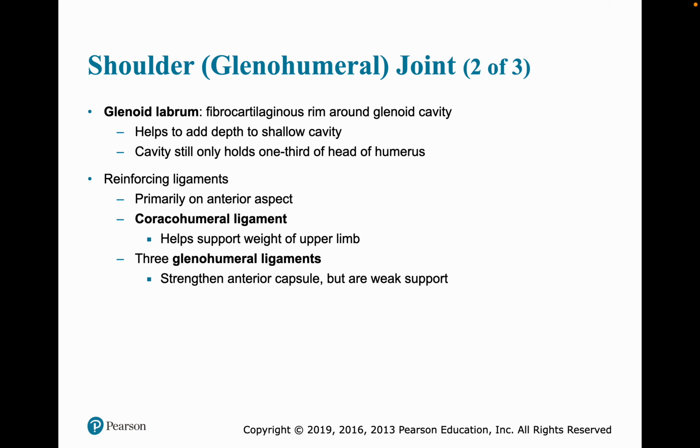The glenoid labrum is a fibrocartilaginous rim that is around the glenoid cavity. That helps to add some depth to the shallow cavity, but it still only holds about 1/3 of the head of the humerus. There are reinforcing ligaments, mostly on the anterior or front aspects, including the coracohumeral ligament, which helps support the weight of the upper limb. The glenohumeral ligaments, which strengthen the anterior capsule but provide very little support.